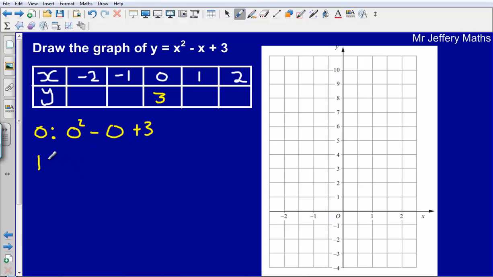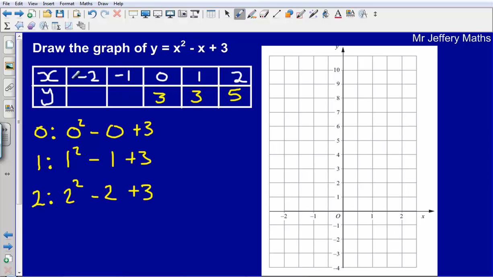Then let's do the same thing with 1. This time we're doing 1 squared minus 1 plus 3. Again, that just gives me an answer of 3. Next one up, 2. So 2 squared minus 2 plus 3. 2 squared gives me 4, minus 2 gives me 2, then add on the 3 gives me 5. So we've got our first few values.